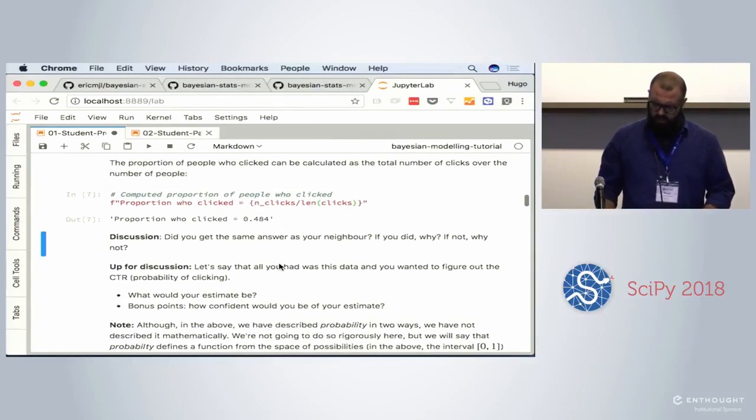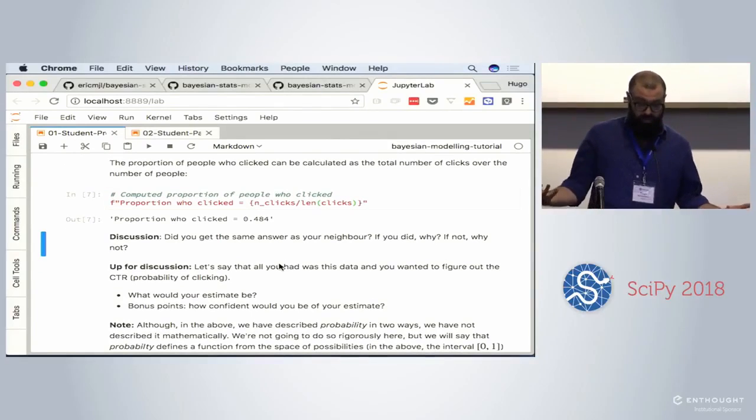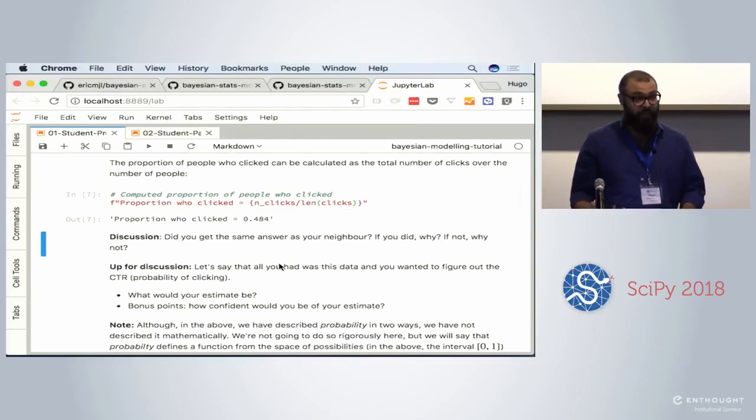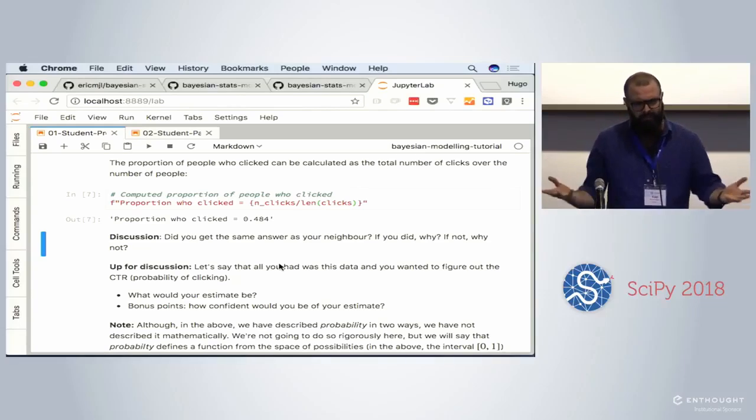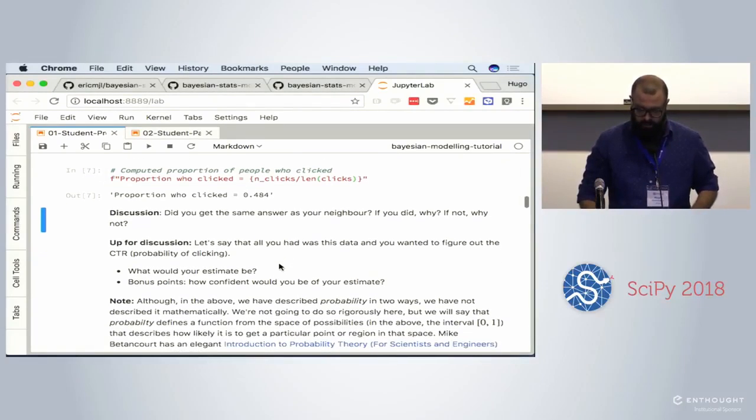So I suppose I've already answered this. Did you get the same answer as your neighbour? This is for discussion, and I'm going to discuss it. The answer is no. I'd be very surprised unless you both set the same seed, which, if you don't know what that means, you'll know very soon. Which also would be weird if somehow two random people set the same seed. And the reason you didn't get the same answer is because this is a random process.